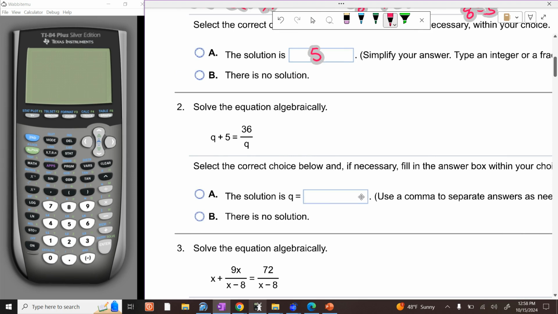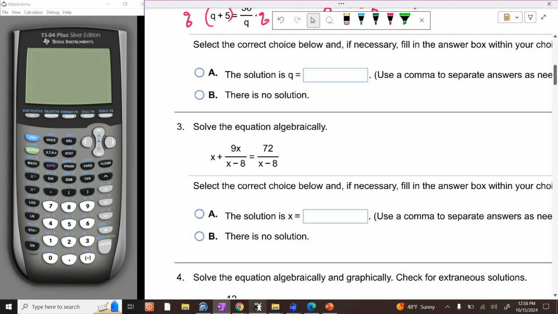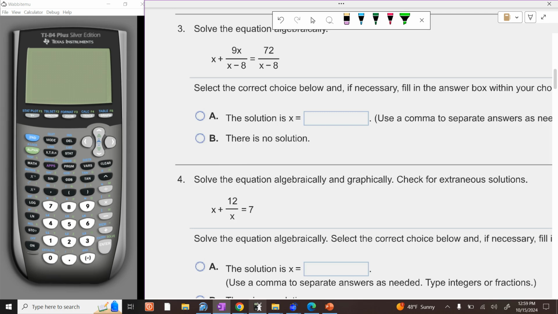What would you multiply here? By q on both sides. So q squared plus 5q equals 36. Move the 36 over, solve, and so on. Okay? Make sure you check your answers. On this one, you'd multiply by x minus 8. This one by x.